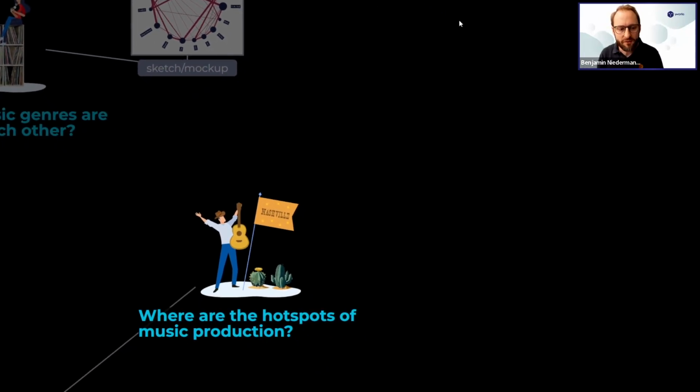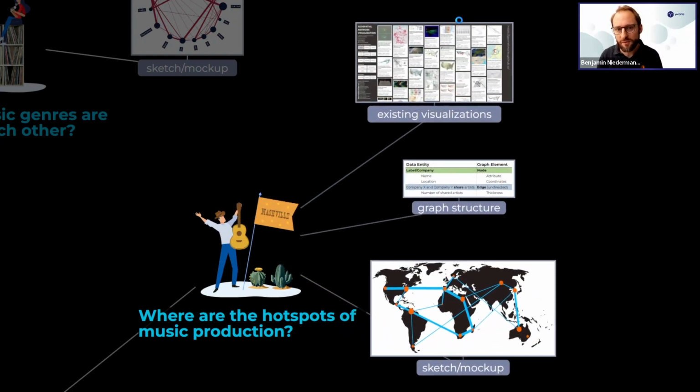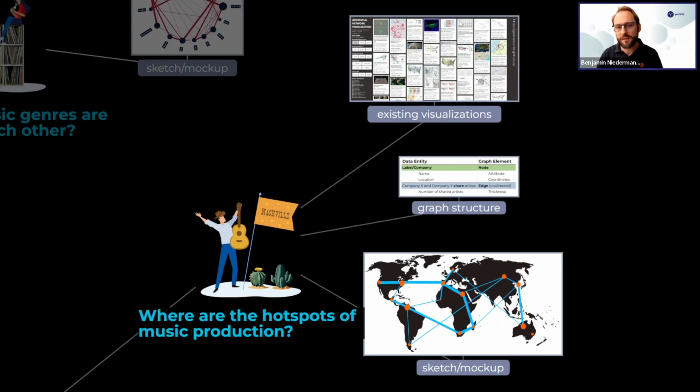So another question was then, where are the hotspots of the music production? And this was also a quite interesting question, because now we get a further information level on our drawing canvas, namely the world map, for example. So we get some geographic coordinates that we would like to express.